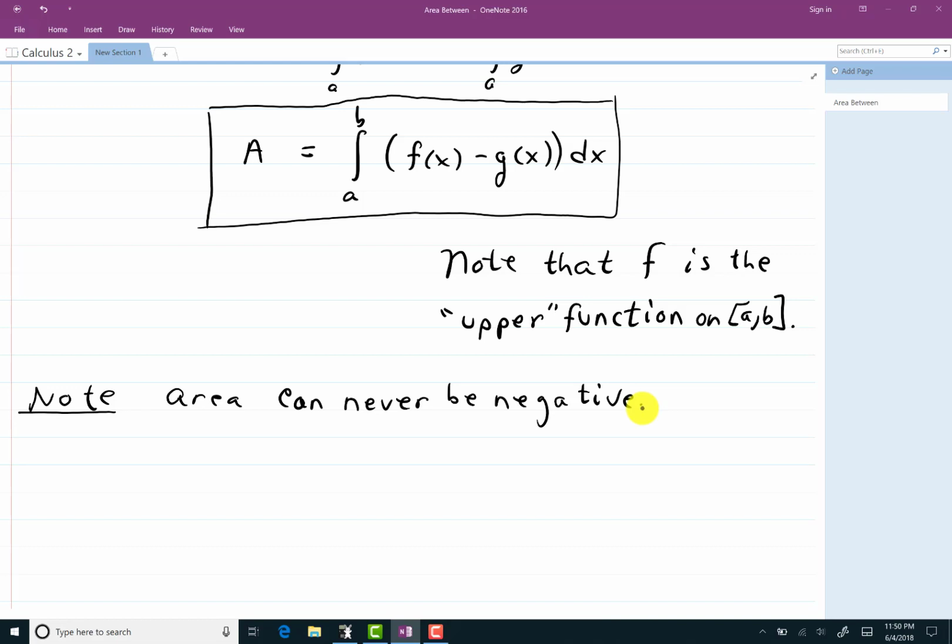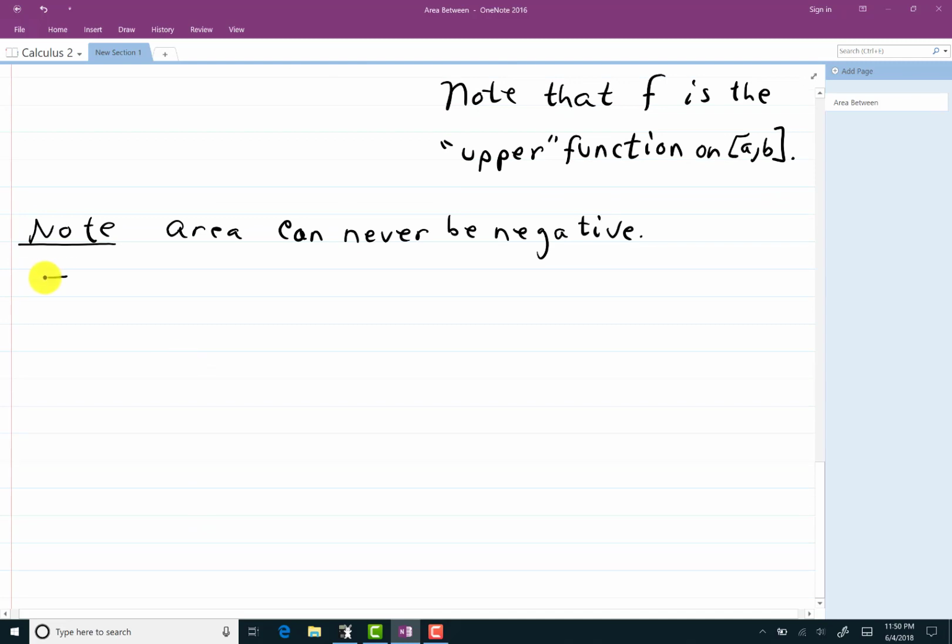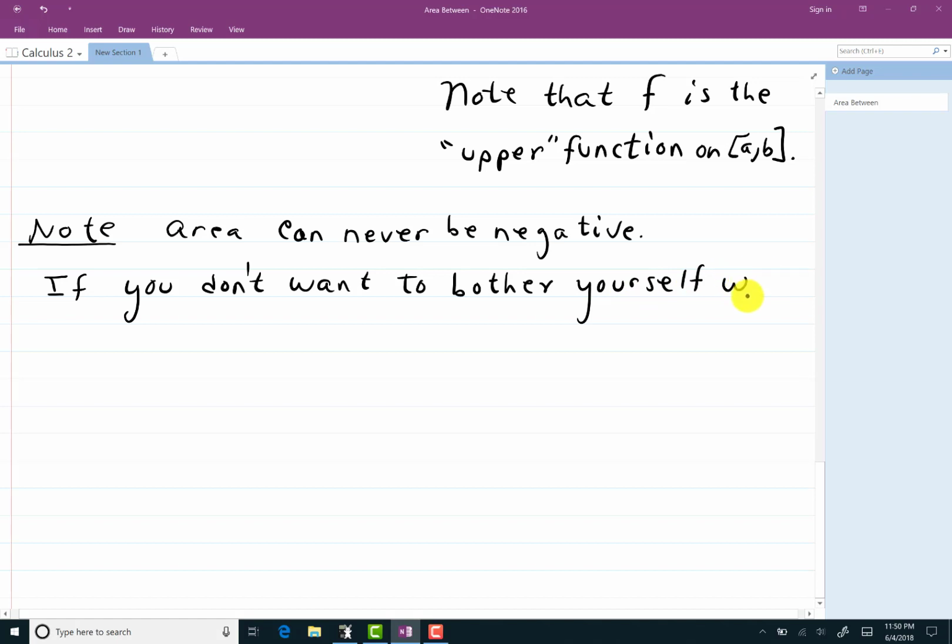One of the things you can do, if you don't want to bother yourself with upper and lower functions, you can simply do this. The area here, just do this. Put the absolute value around it.